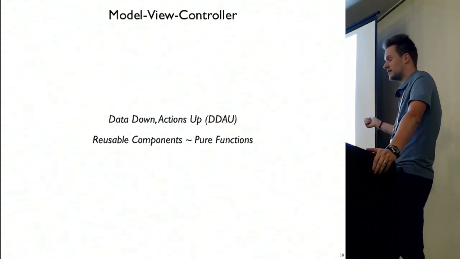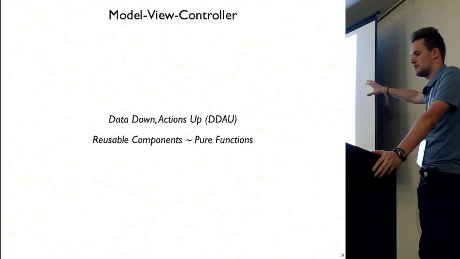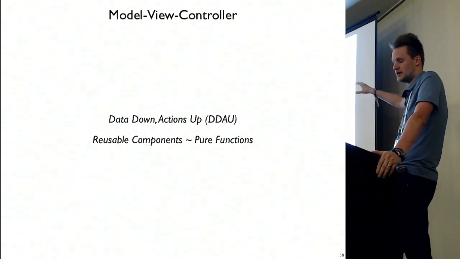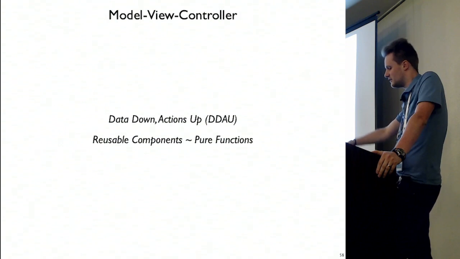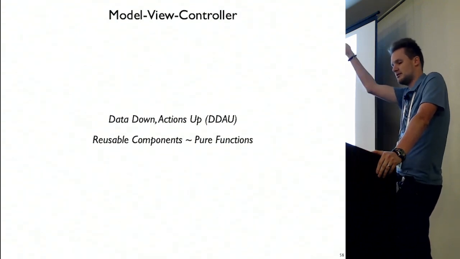This came a little bit out of the Elixir community, which I think popularized the phrase data down, actions up. And so that's what we're seeing here. We have observable data that comes down the application and actions that come up the application.